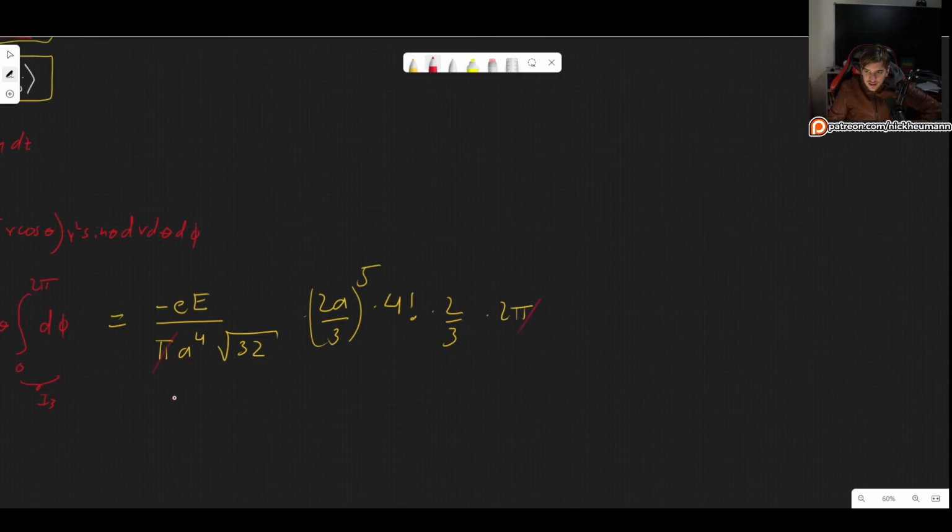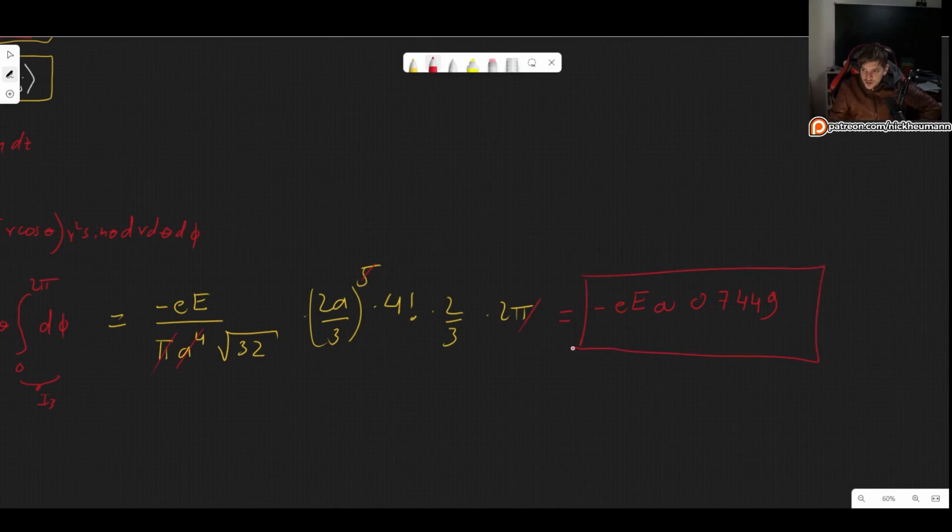The pi's will cancel out. Then we have a to the 5th power and a to the 4th power, so this partially cancels out. So we end up with minus e a. Now, we know the value of small e. We don't know the value of big E, and we don't really need to plug it in. We're just going to leave it like that. And all the other constants, so we have 2 to the 5th power times 2 times 2, the square root of 32, 3 to the 5th power, 3, all of that simply gives us 0.7449. So that is our result.